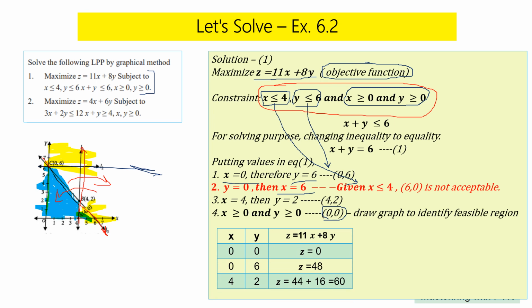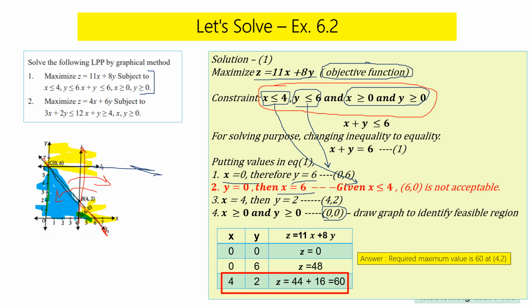So how do we proceed? We put in the values of x and y, the coordinates which we have found. Based on that, we will find the maximum value. So this is where we get the maximum value. When x is 4, y is 2, z becomes 60. So the required maximum value is 60 at the coordinates (4, 2).